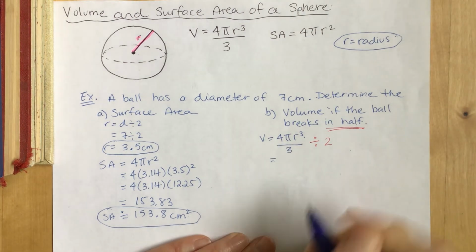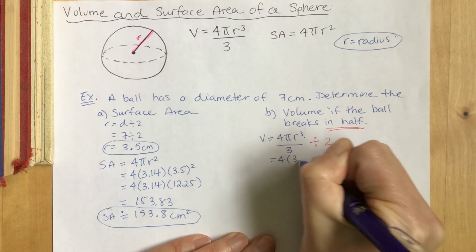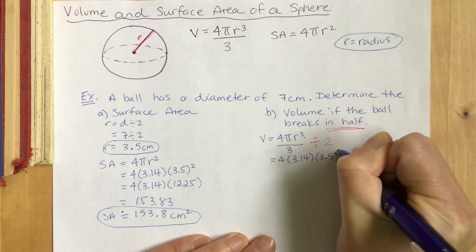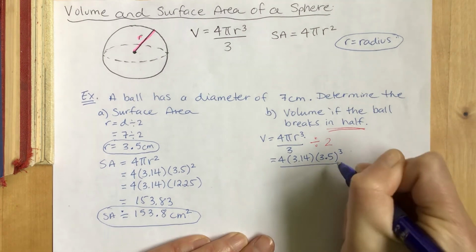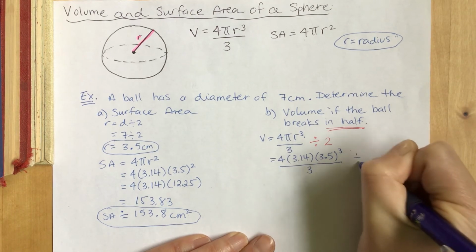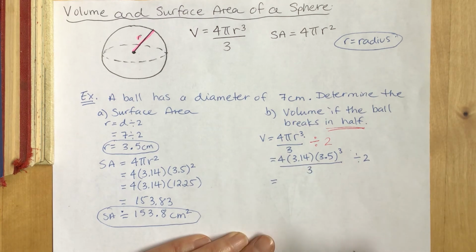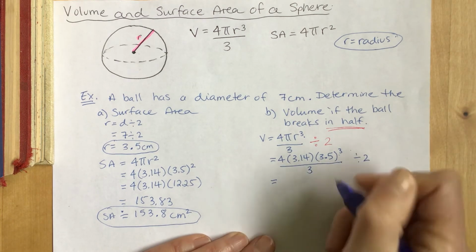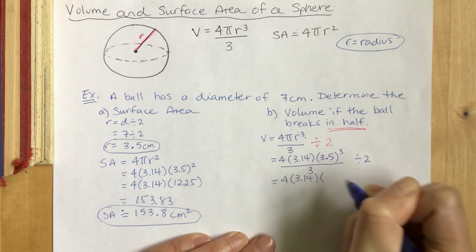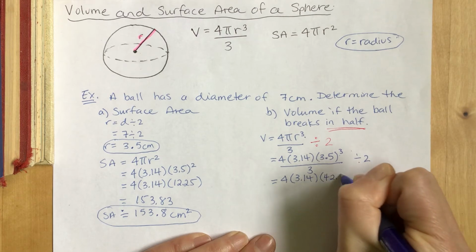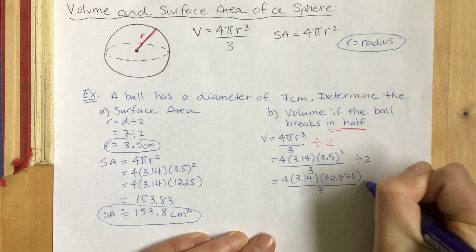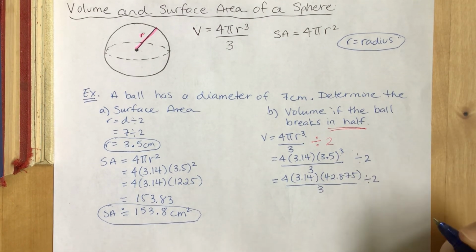Okay, so now we're just going to put in the information we've been given. So I'm going to use 3.14 for pi again, and our radius is 3.5, just 3.5 to the power of 3 divided by 3, and then all of this divided by 2. So again, we need to make sure that we follow BEDMAS and that we do our exponent first. So 3.5 to the power of 3 gives us 42.875. So I'm not doing any rounding here. Okay, always try and leave all the rounding until the final step whenever possible.